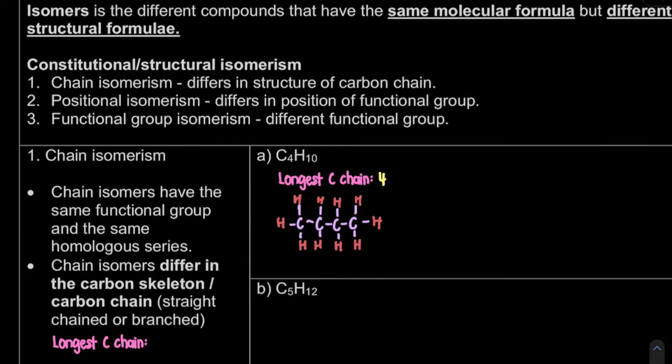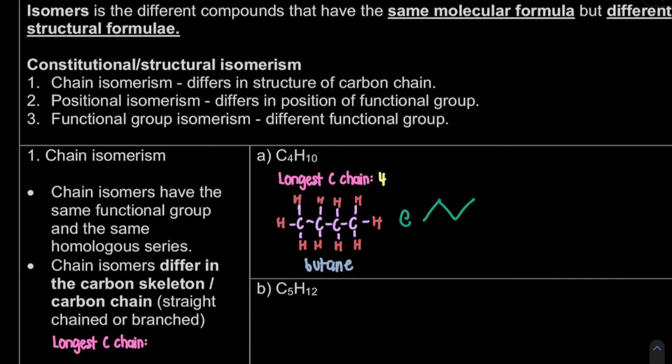This is an alkane where the longest chain is 4. For 4, the name will be butane. This is the expanded structure. The skeletal structure will be like this. This is the first carbon: 1, 2, 3, 4. So this is butane, and this is the first structural formula.